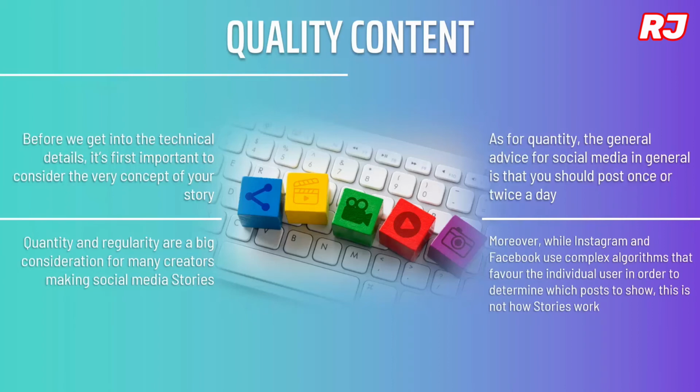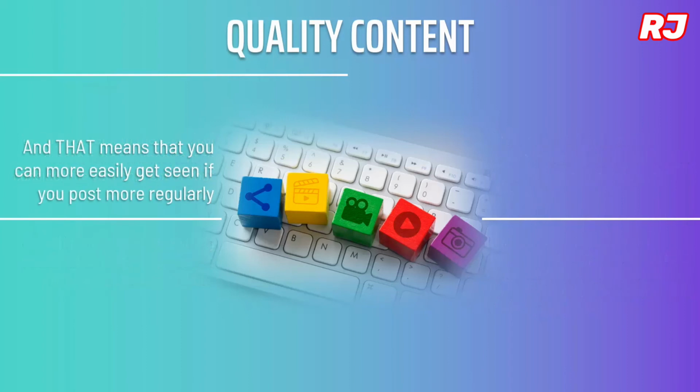Moreover, while Instagram and Facebook use complex algorithms that favor the individual user in order to determine which posts to show, this is not how stories work. Stories are far more weighted by chronology, meaning in other words that the most recent story is the one that you will be shown first. And that means that you can more easily get seen if you post more regularly. This way, you'll be the first story presented when more people open up their phones, in turn meaning that you'll get more eyeballs on your content.